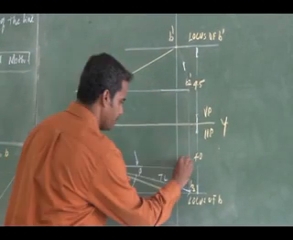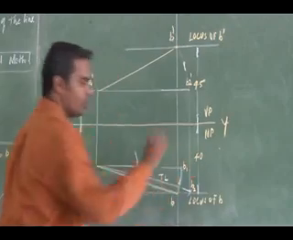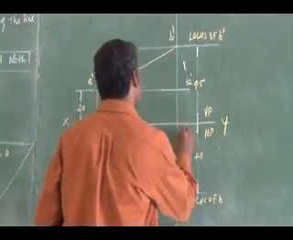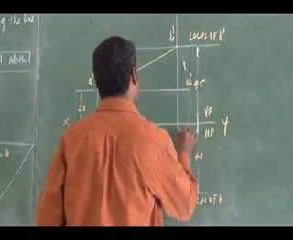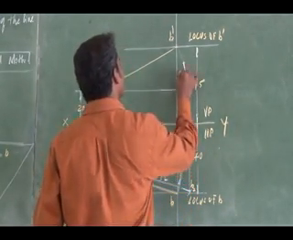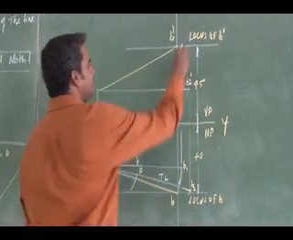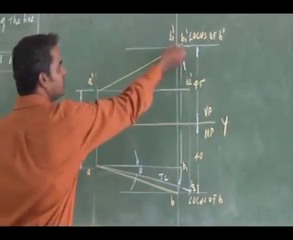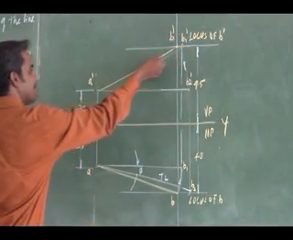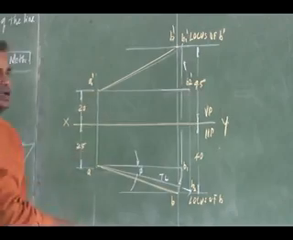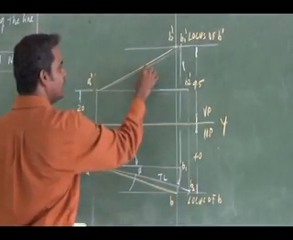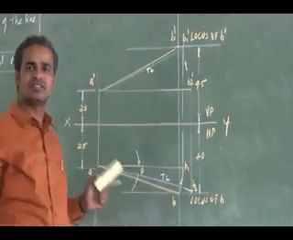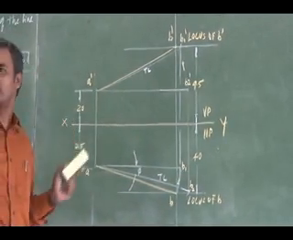So I have A, B, 1. By projecting this to the top locus, I will get my B1 dash. By joining this B1 and A1, this is again a true length. So you have got the true length, both of these are the same. That you have to measure and dimension.